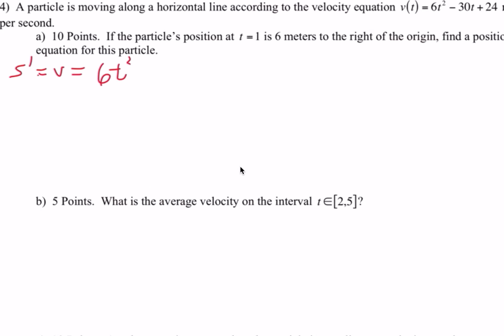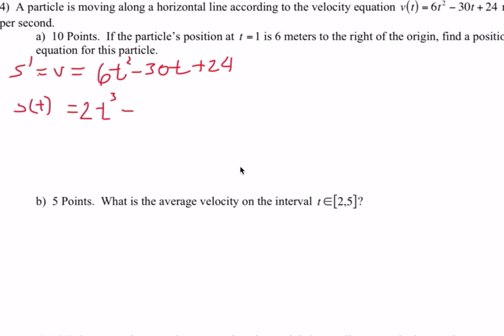6t squared minus 30t plus 24. And so we're thinking, what gives this as its derivative? All right, so what gives 6t squared as its derivative? So that would be something t cubed. And we have to think 3 times what would give us 6. And that is 2.